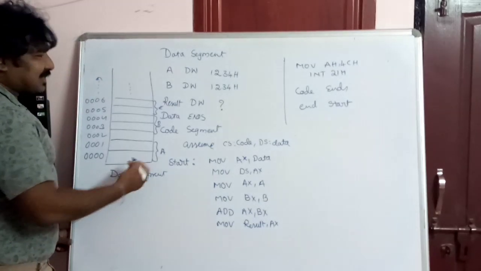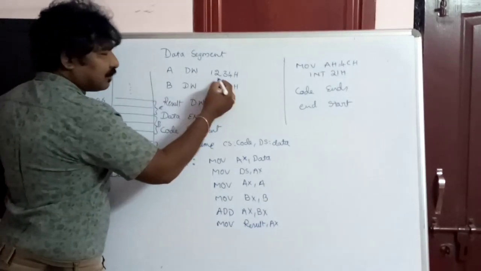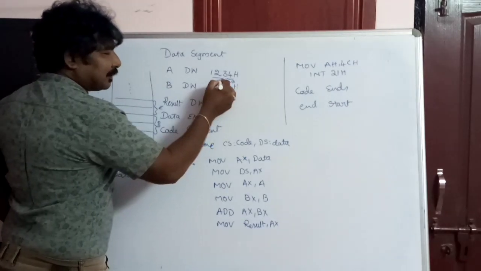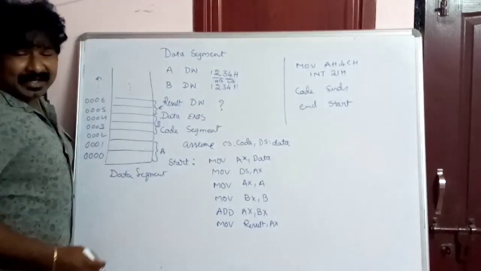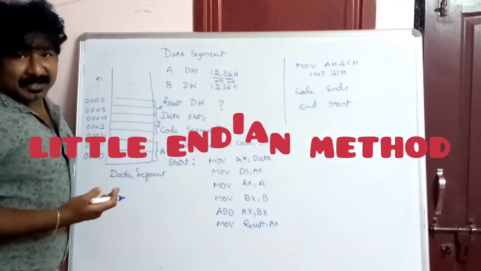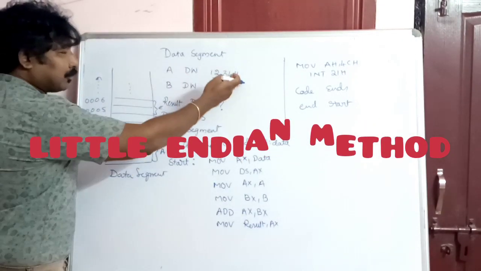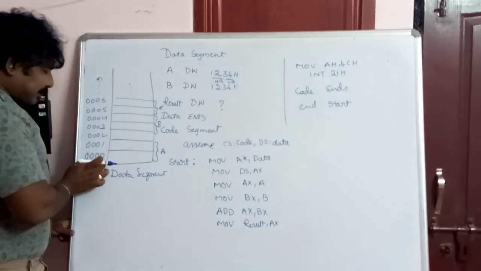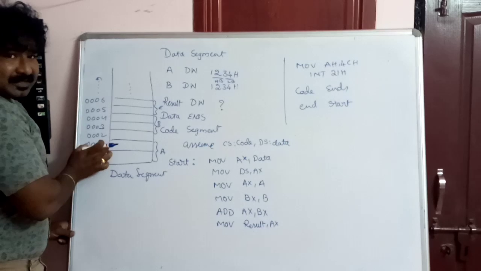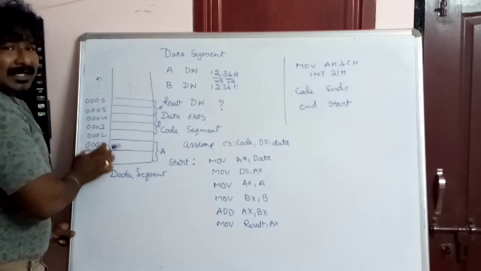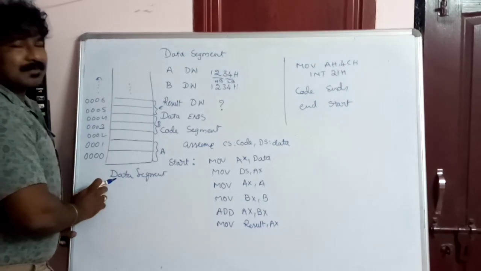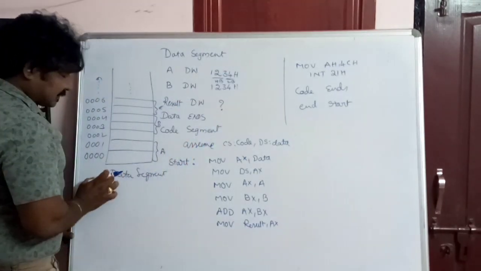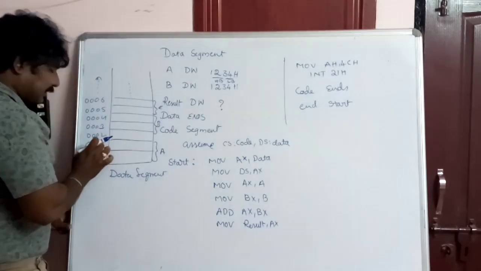So how will A get stored? A is divided into two parts: this is the lower byte and this is the higher byte. As per the Little Endian method, the lower byte of your value should be at a lower address. When you compare these two addresses, this is 0000 and this is 0001, so this is the lower address and this is the higher address. The lower byte value should be at the lower address and the higher byte value should be at the higher address.